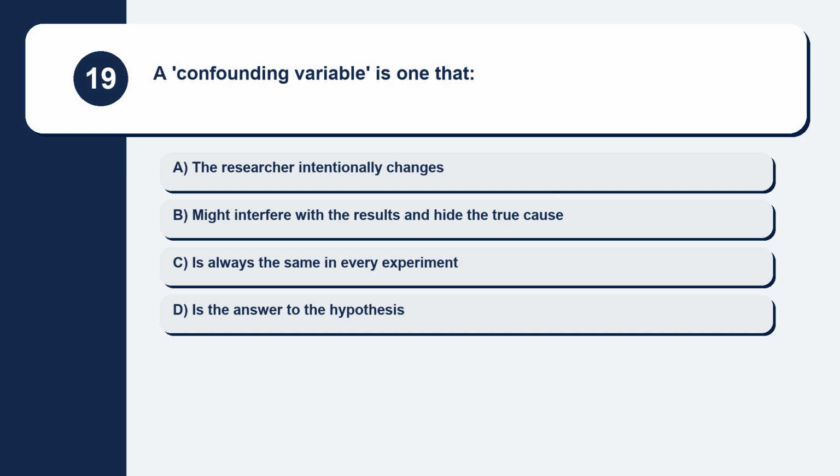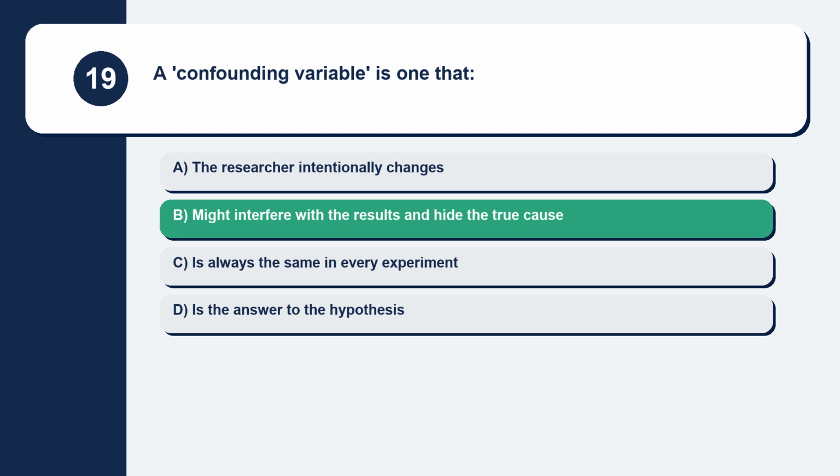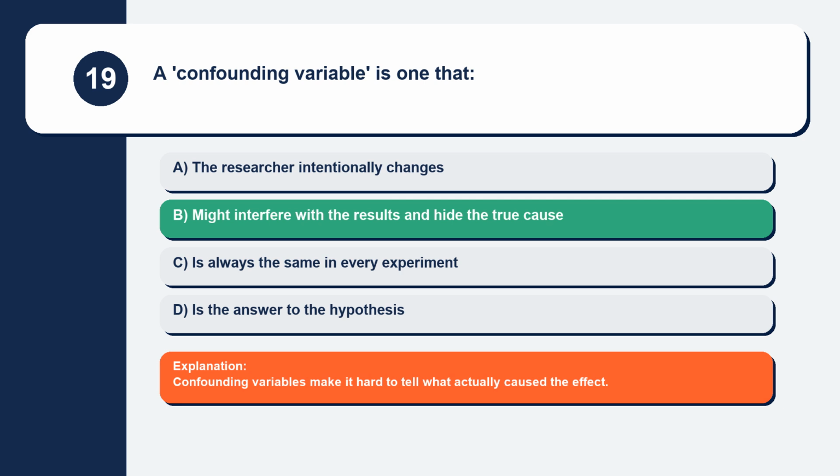Question 19. A confounding variable is one that: the researcher intentionally changes, might interfere with the results and hide the true cause, is always the same in every experiment, is the answer to the hypothesis. Confounding variables make it hard to tell what actually caused the effect.